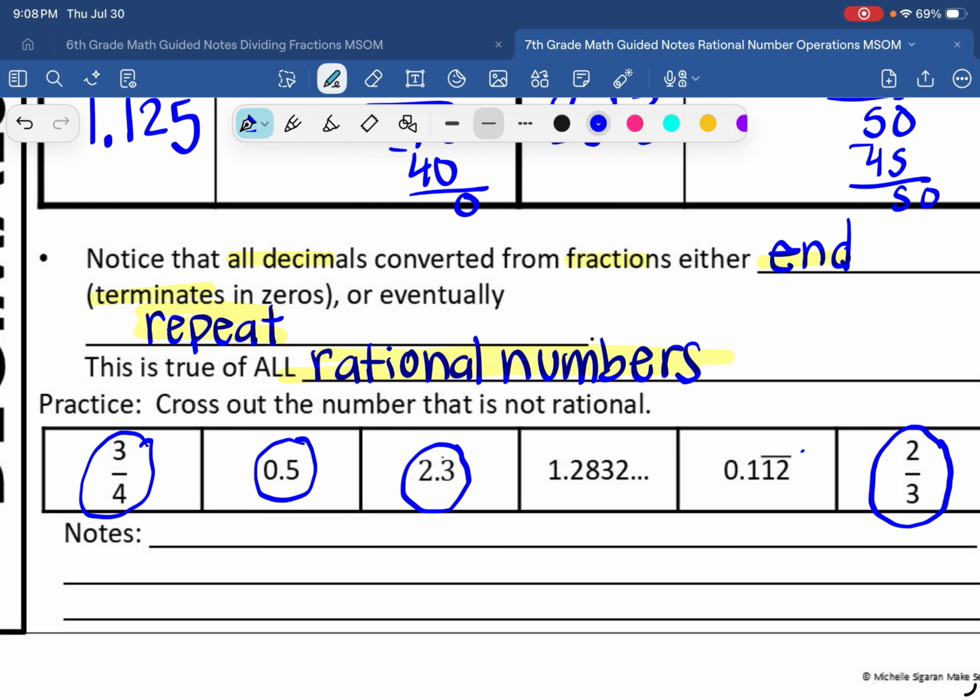This one right here, 0.112. See this line right here? That means that the 1, 2 is repeating. This number right here is not rational because it's not a fraction, it's not a decimal that ends, and it's not a decimal that repeats because it says ... and there's no repeating digits that are just going to continue on forever.